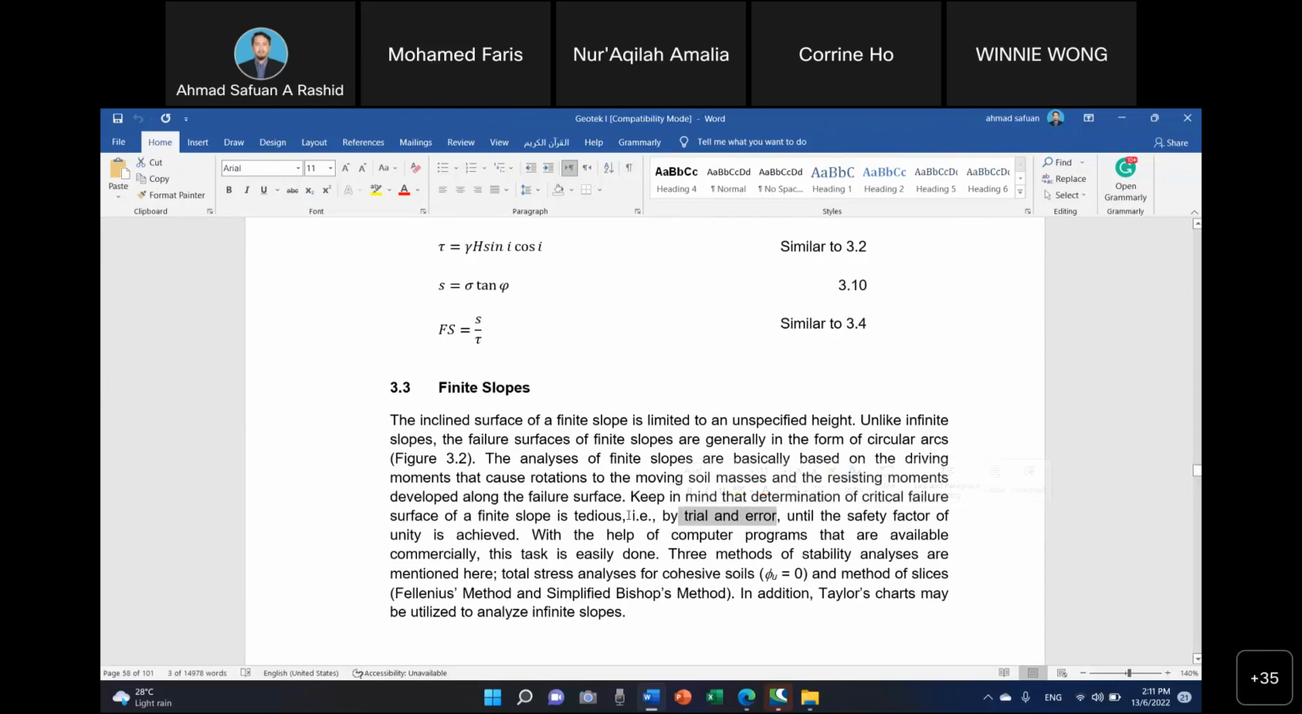For example, using the Bishop method, as I presented in the Bishop equation, there is a factor of safety on the left and also on the right. Once we assume the factor of safety on the right, we get the factor of safety on the left. So we need to make sure that both factors of safety are equal. That's why we need to try about 3 attempts.